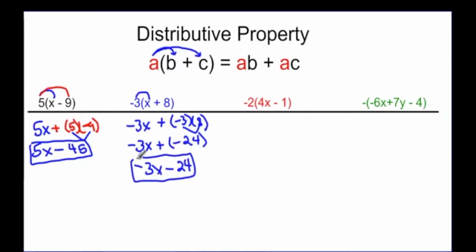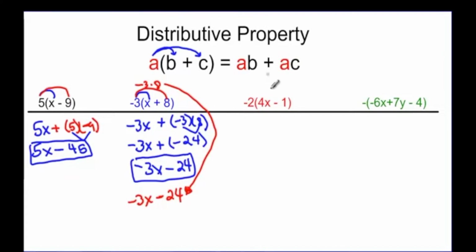Okay, let me show you. I keep saying that's the way you think about it. So you can also think about this as negative 3x, but then you can think of this as just multiply negative 3 times 8, and that will give you negative 24. Okay, so that's another way to look at it.